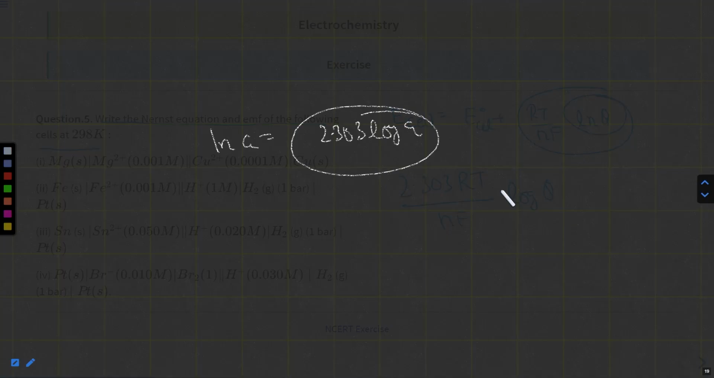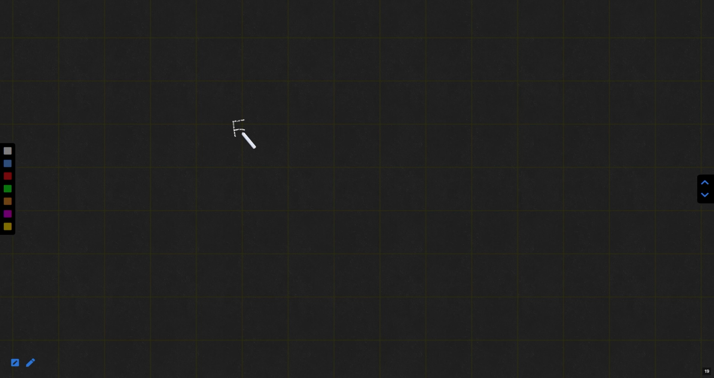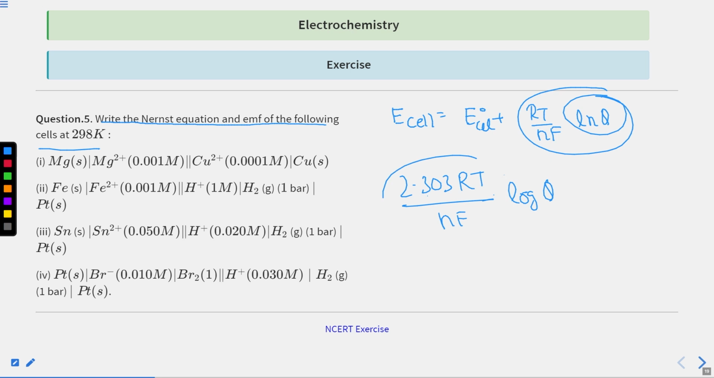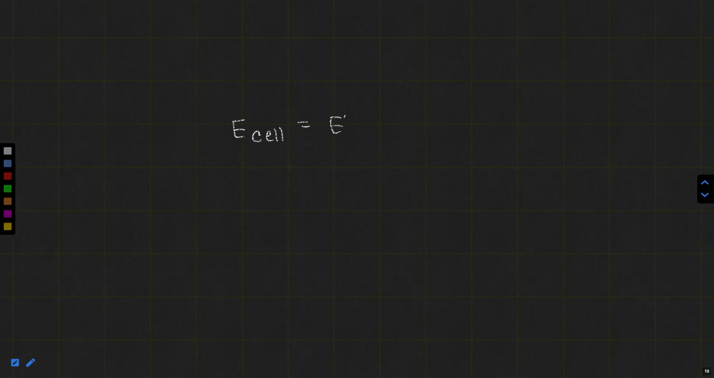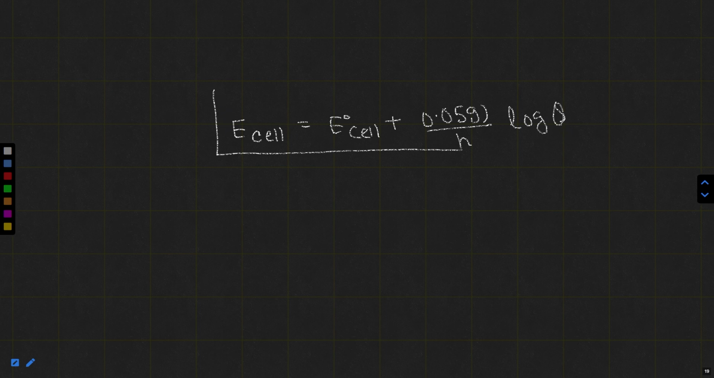So what will be the final E cell? One more thing, this value, excluding this n, so 2.303 RT by F value is 0.0591. So remember this, it will help in your exam. Divide by n log Q. Now we are good to write the final equation. E cell is equal to E naught cell plus 0.0591 by n log Q. So this is your required equation. Just simplified it, so you can do your numericals in an easy fashion, right?